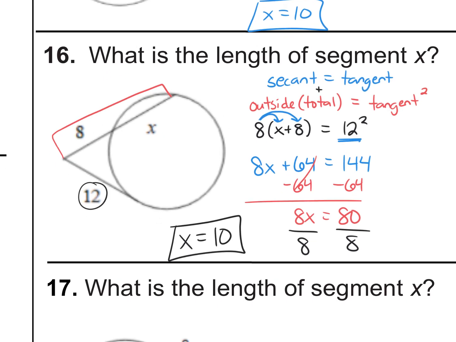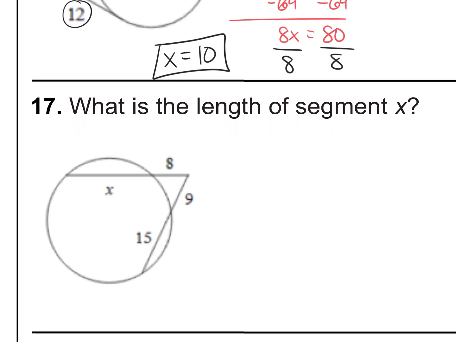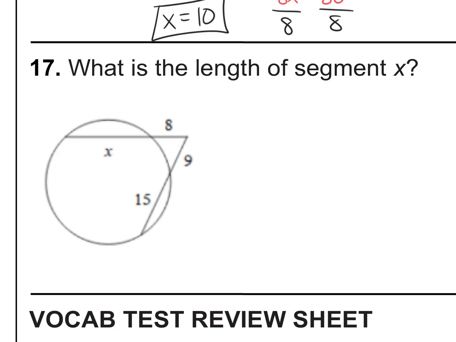Awesome. And then number 17, very similar. What kind of lines do we have on 17? 2 secant lines. We already talked about how to set up a secant line. How do we do that? Outside times total. So for this line, what's the outside? 8. Total, x plus 8. Okay, let's talk about the other line. Here, what's the outside? 9. 9 times 15 plus 9. 9 plus 15 or 15 plus 9.